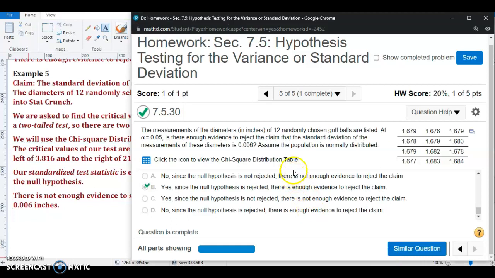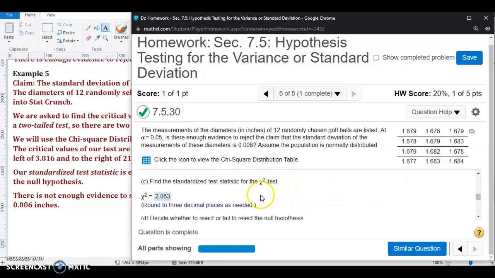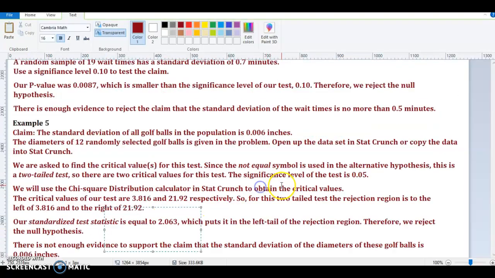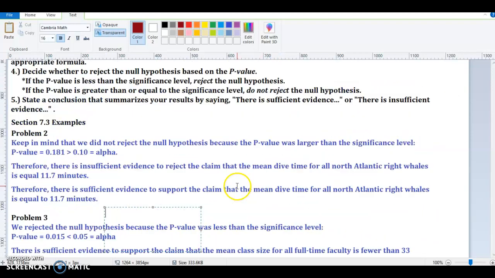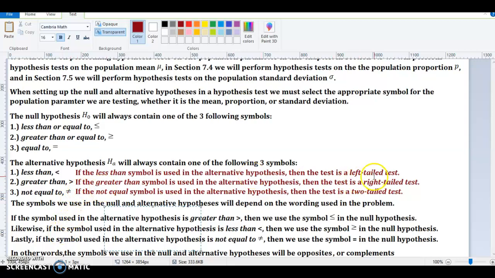Hopefully you won't see a lot of problems like this one, where it's asking you to find the critical values, identify the rejection region, then calculate the test statistic. That's actually a little more difficult than calculating the p-value. But in any case, you always look at the symbol used in the alternative hypothesis, not the null hypothesis, to identify the type of test, whether it's a left-tail test, right-tail test, or two-tail test. That determines the type of test, which is then where the rejection region is.